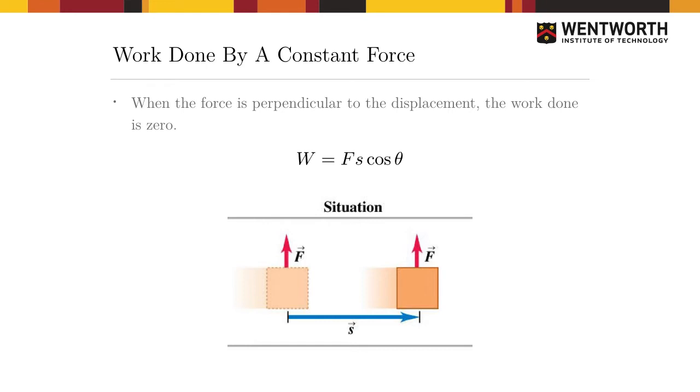The only other case is when the force acts perpendicular to the displacement. In this case, the force does no work. This is because the angle between the force and displacement is 90 degrees exactly, and the cosine of 90 is always 0.